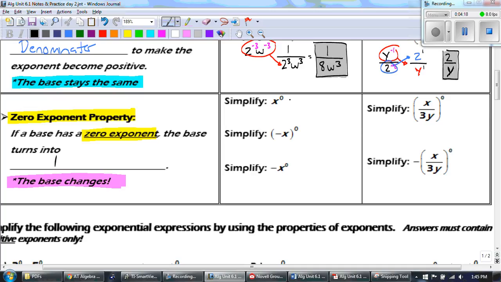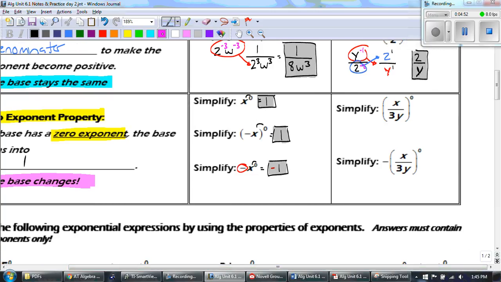So simplify x to the 0. Well, my exponent's 0, so my base turns into 1. However, that negative sign is not part of the base. It's on the outside. Okay? So make sure you pay attention to where the negative sign is in an expression.